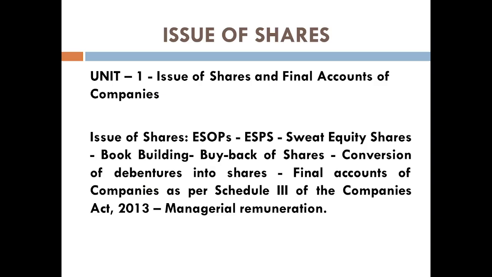So unit 1, issue of shares and final accounts of company. Issue of shares, employee stock option scheme plans. Then you have employee stock purchase schemes, sweat equity share schemes, book building process, buyback of shares, conversion of debentures into shares, final accounts of company as per Schedule 3 of Companies Act 2013, then managerial remuneration.